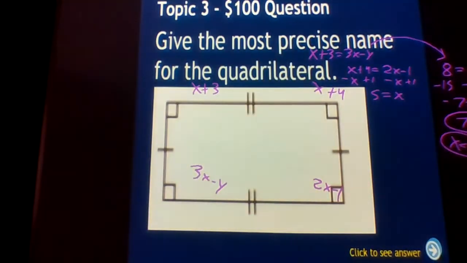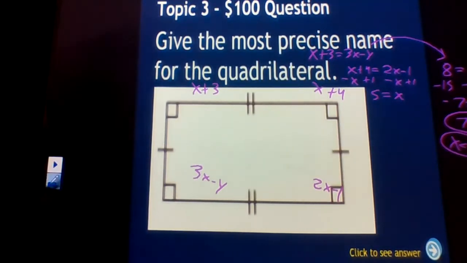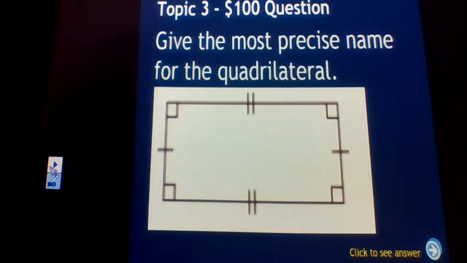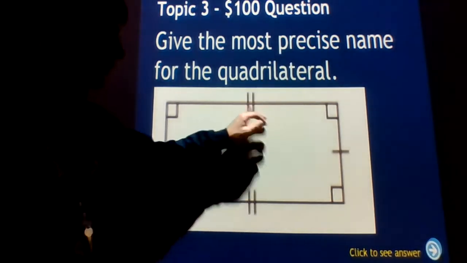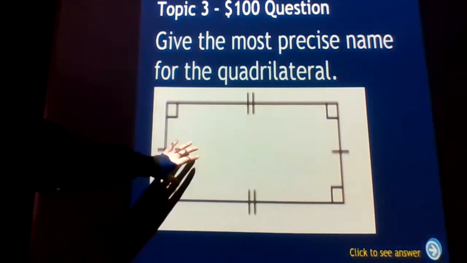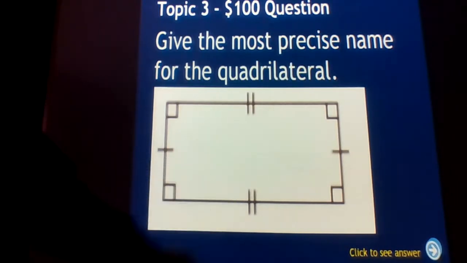Okay, give the most precise name. So here we have 4 right angles. That makes it a rectangle. If it was a square, it'd have 4 congruent sides as well, because it would also be a rhombus. So our best name here is rectangle.